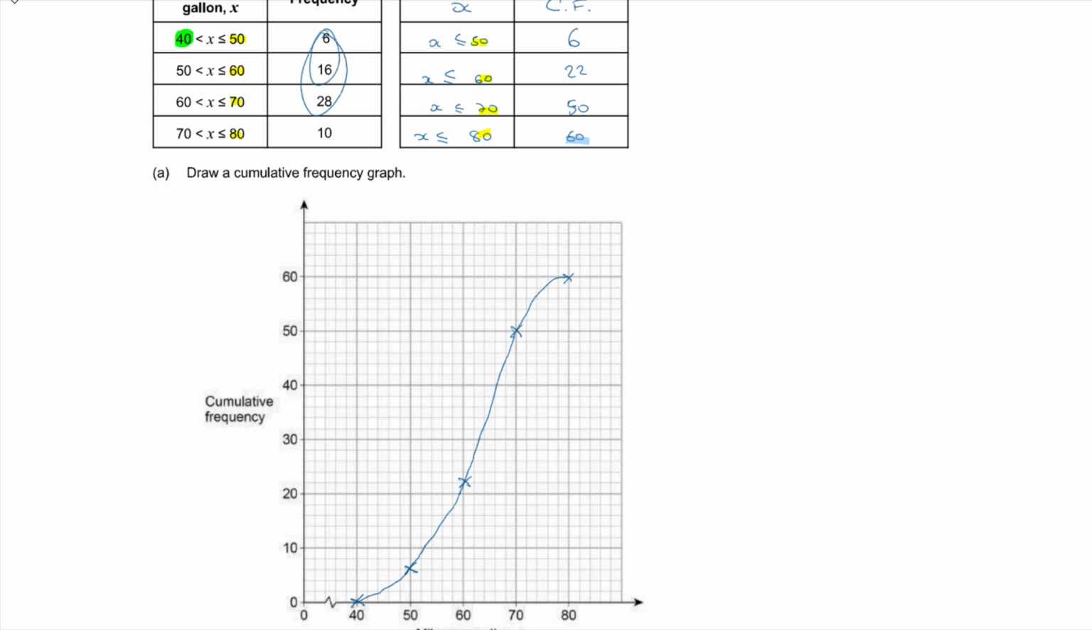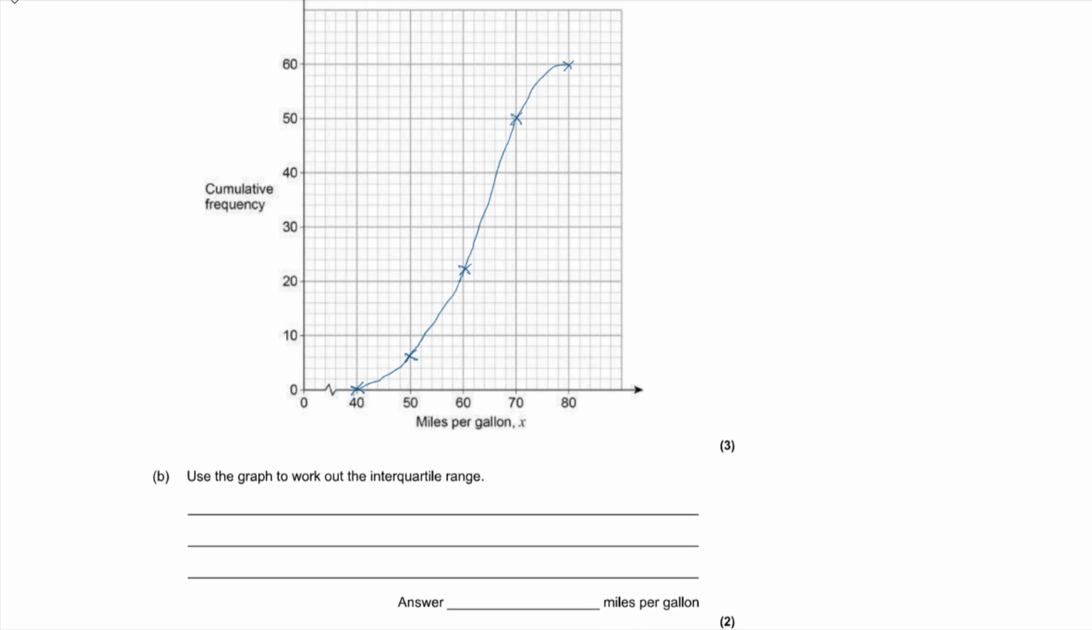Okay. Do we need to use this? Yes, we do. Use your graph to work out the interquartile range. Now, interquartile range is the upper quartile Q3 minus the lower quartile Q1. The upper quartile lies 3/4 of the way through our data set, and the lower quartile is 1/4 of the way through. I've got 60 cars in this table, so a quarter of 60 would be 15.